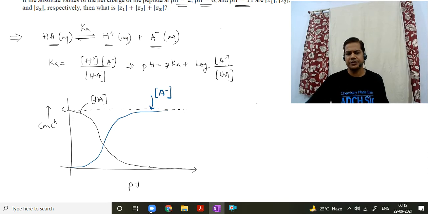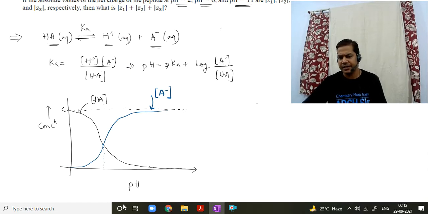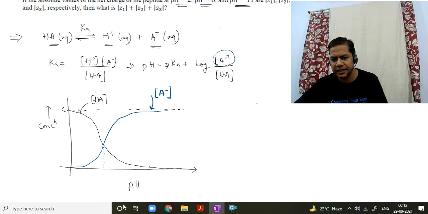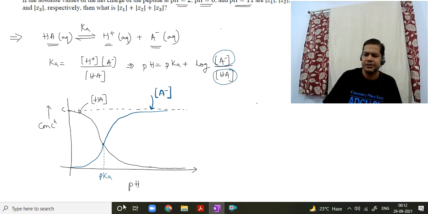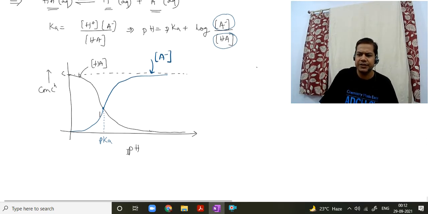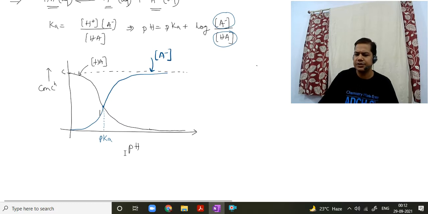This is the concentration of the anion A minus. At this very pH, we'll find that the concentration of HA becomes equal to the concentration of A minus, and when they are equal, we get pH equal to pKa. So this point can be marked in the graph as pKa. At pH equal to pKa, the concentration of the unionized form is equal to the concentration of the ionized form.